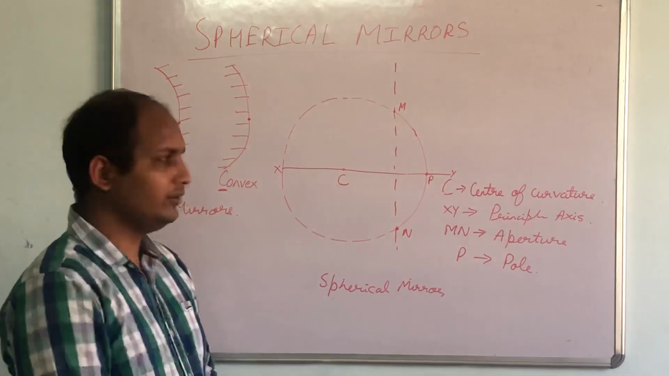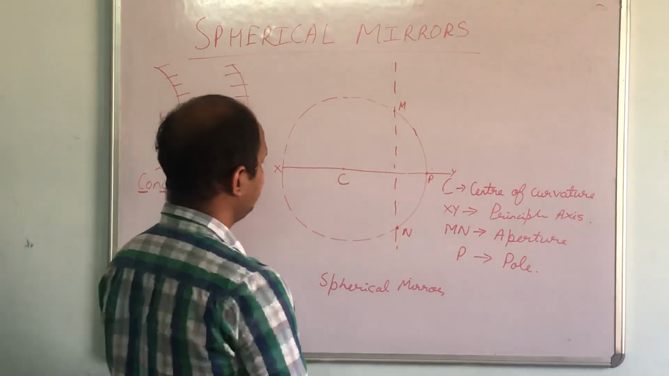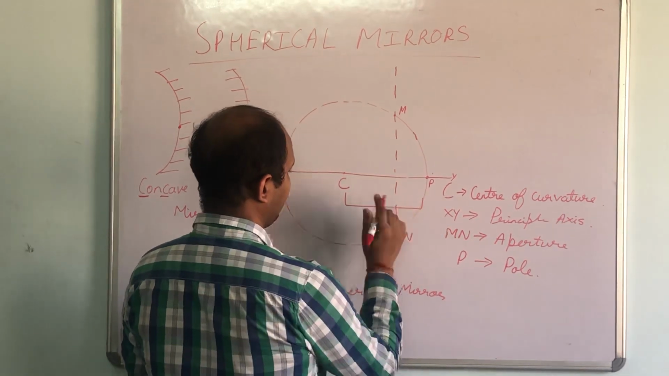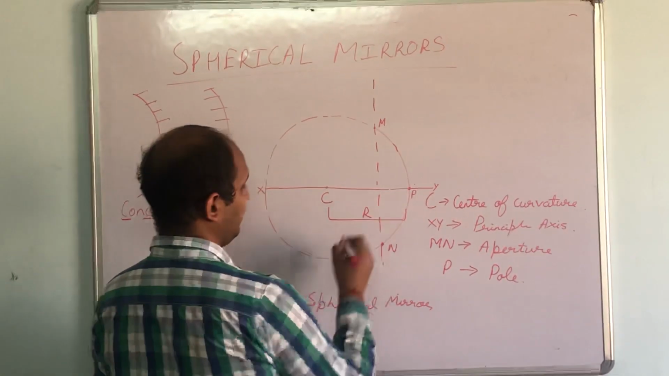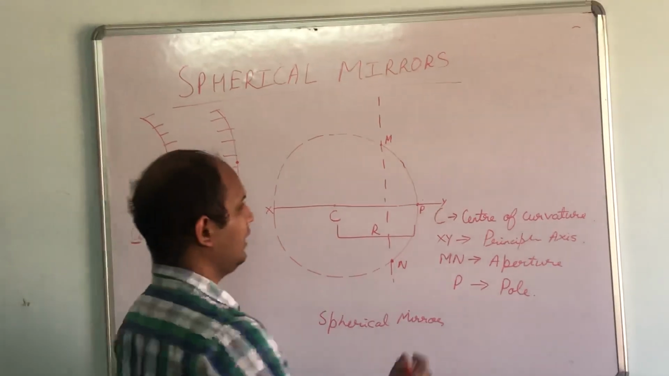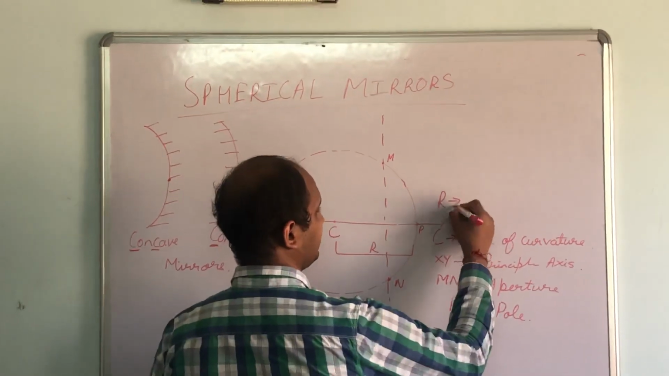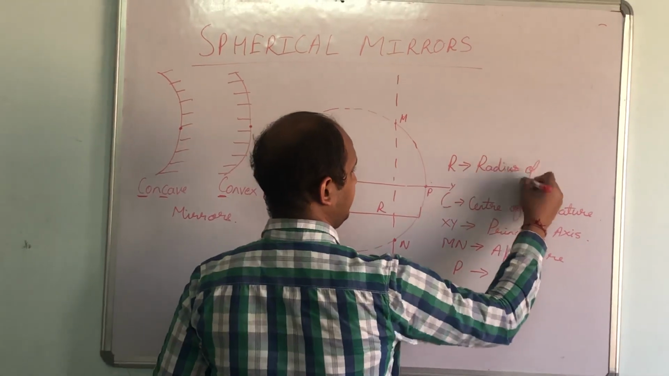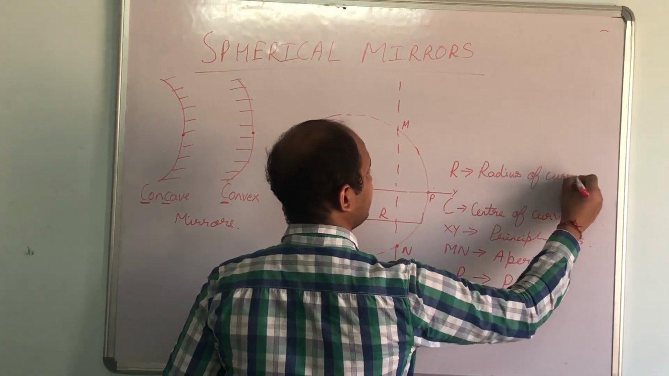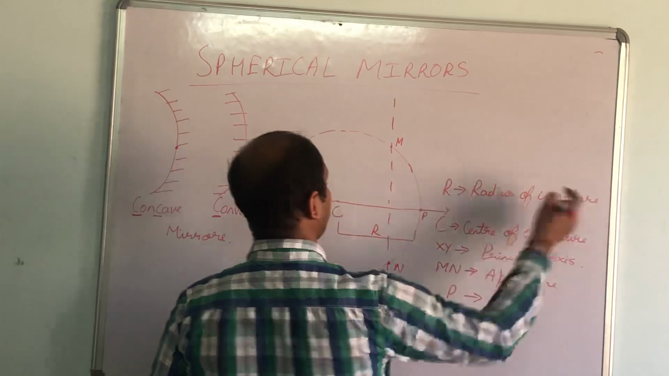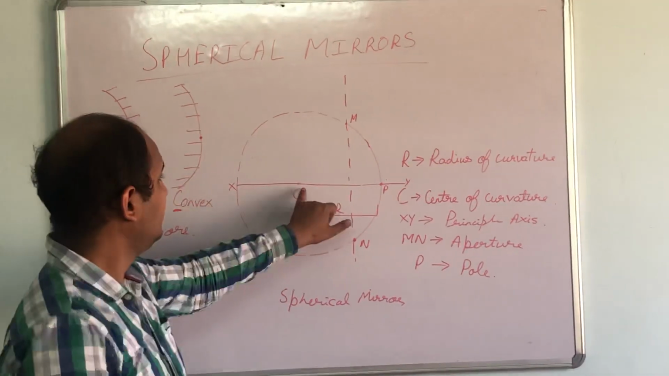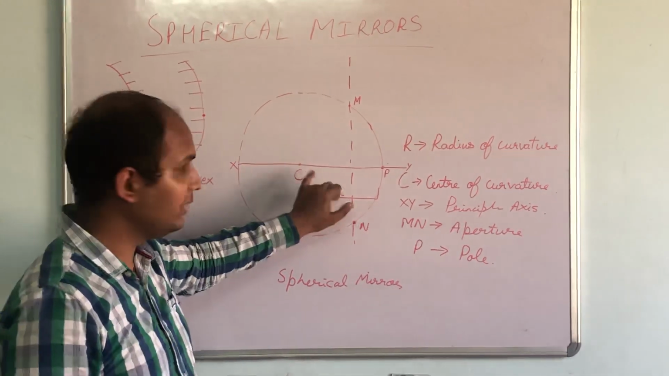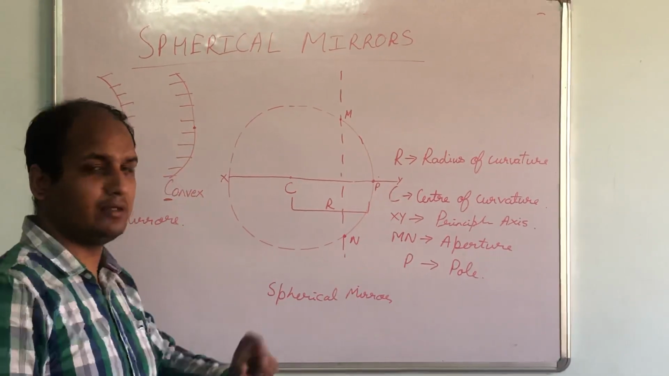Now we are left with a few more things. This part we call capital R, or it is denoted with capital R. R is called radius of curvature. That's the most important part in this. What is radius of curvature? The distance between the center of curvature and the pole of the mirror is called radius of curvature.